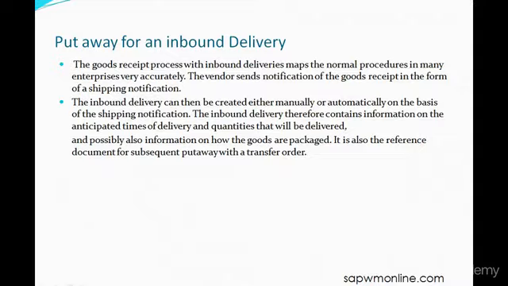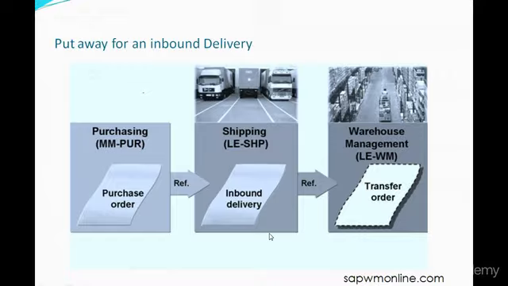So if we use an inbound delivery way of doing a goods receipt, what happens is that we can create an inbound delivery with respect to a purchase order. Here is the schematic representation. So we have a purchase order and we create an inbound delivery with respect to the purchase order. So far the system has not done a goods receipt for the items in the purchase order.